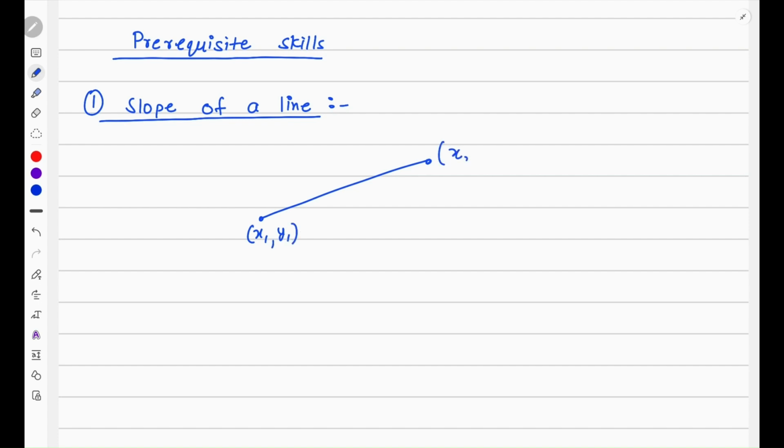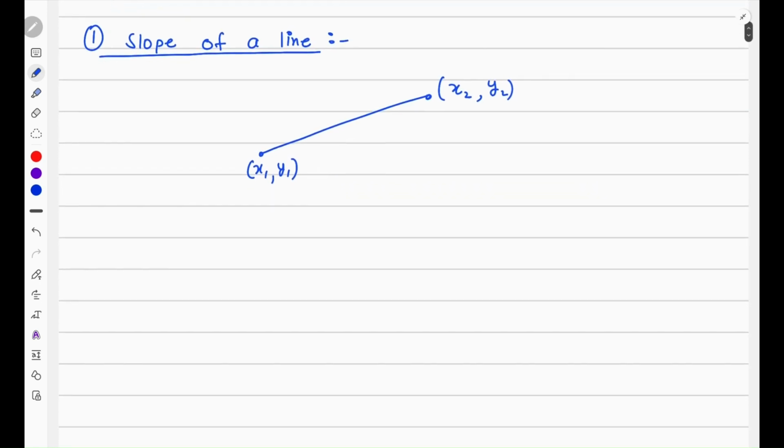This skill is slope of a line. So if we are given a line which has two coordinates, the first coordinate is x1 y1 and the second coordinate is x2 y2. So if I have to calculate the slope, how can I do that?